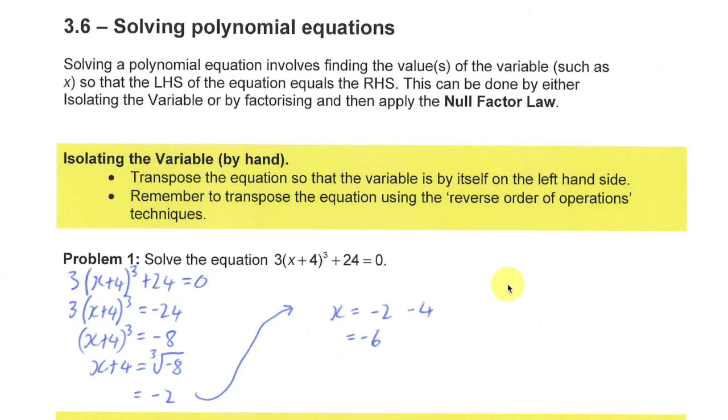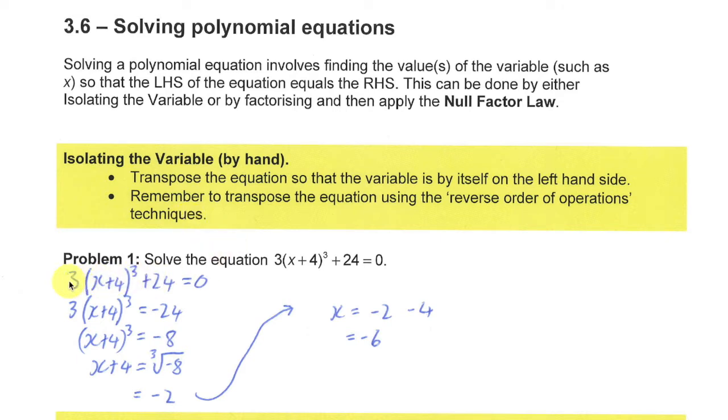Exercise 3.6, we're looking at solving polynomial equations. First technique, isolating the variable by hand. So we just want to transpose the equation to get the variable by itself on the left-hand side, and just remember the reverse operations when doing so.